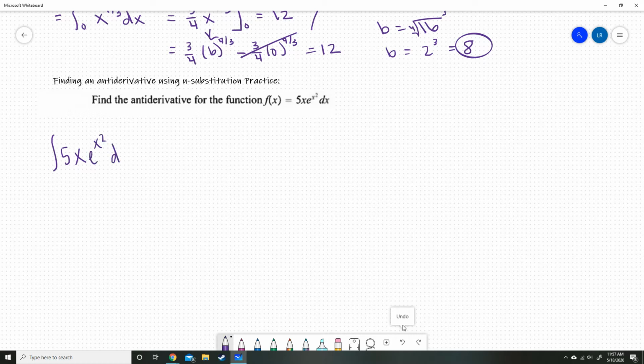Now, the next thing that I notice is that I have an e here. And I really like taking the integral of e to the u du because that just equals e to the u plus c. So if I have an e to the u and a du in here, then I could just take the integral using this. So let's say that x squared is my u. So let's say u is x squared.